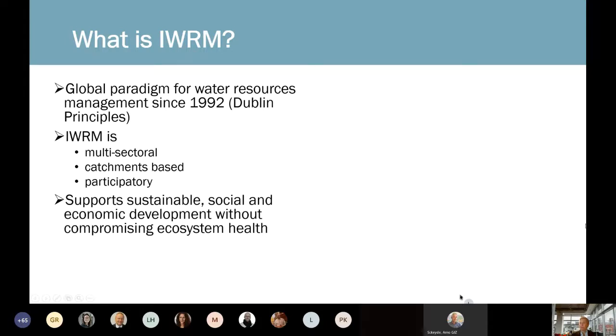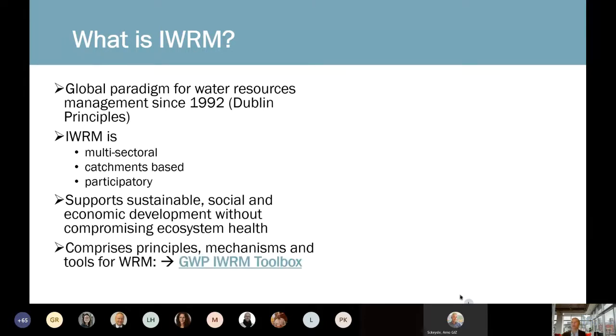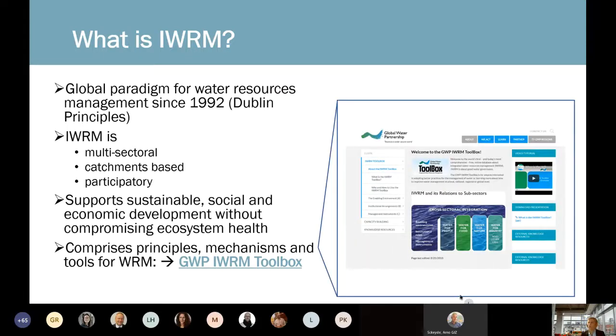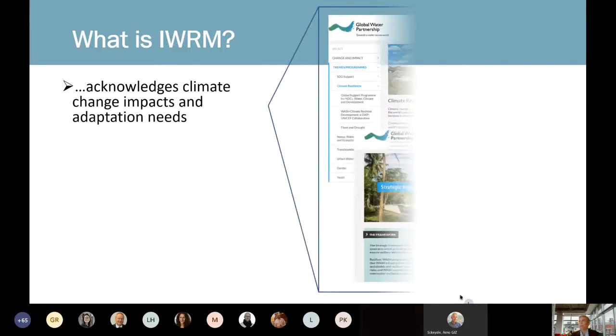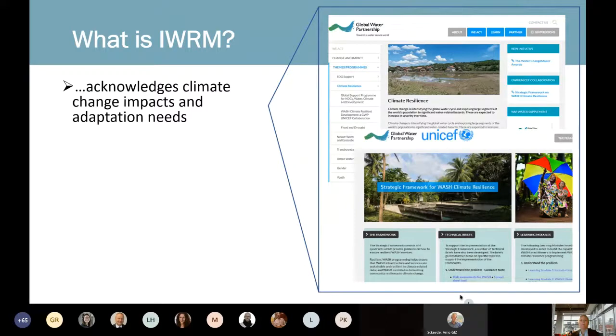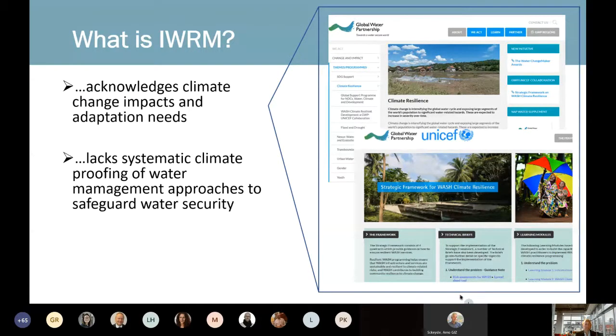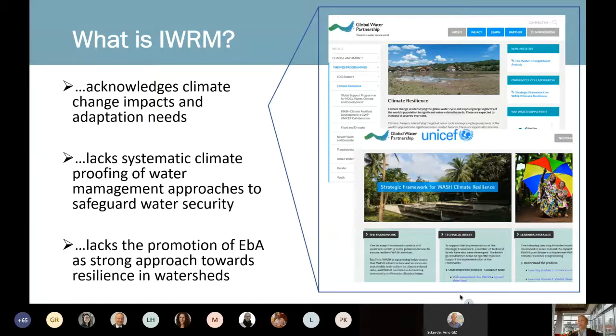It supports sustainable social and economic development without compromising ecosystem health, and it comprises principles, mechanisms, and tools as collected and published by the Global Water Partnership Toolbox. It acknowledges that climate change impacts can endanger all these principles and objectives of IWRM. So it addresses climate resilience as a key theme, but it has not yet accepted the need to think climate change adaptation through in all water management approaches. It lacks a systematic climate proofing of water management thinking to safeguard water security, and it also lacks the promotion of the strengths of healthy ecosystems to adapt to climate change.